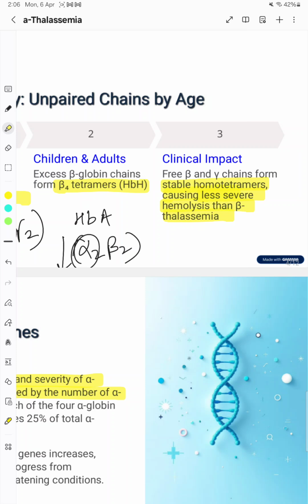beta thalassemia. In beta thalassemia the beta chain is decreased, so there are alpha tetramers in beta thalassemia. They are slightly more unstable and result in more RBC membrane damage and more severe hemolysis.